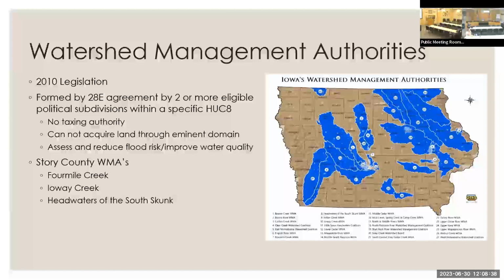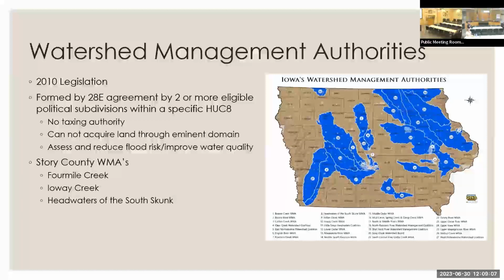Then we have Iowa Creek, number 10, and that's another active WMA formed in 2012. And the plan came about a couple of years later. That is overseen by our friends at Prairie Rivers of Iowa. And then our newest WMA is the Headwaters of the South Skunk, and that was formed in 2018. And our plan just came out in 2022.